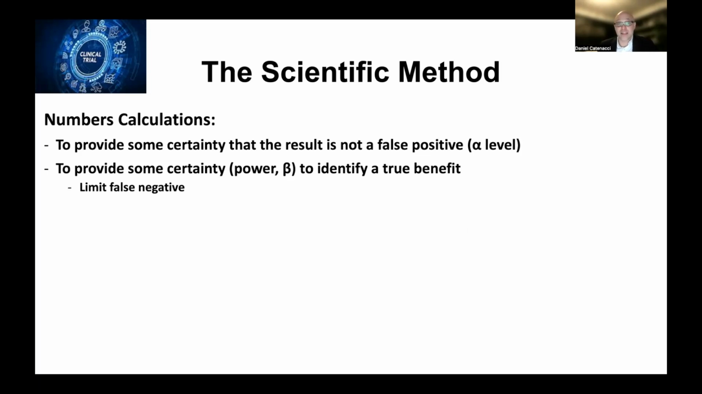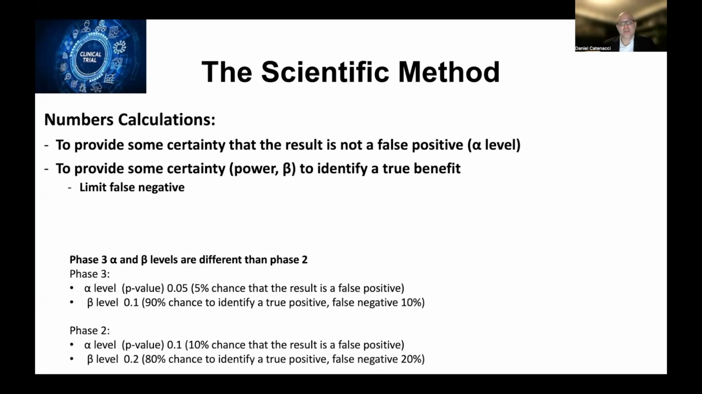And secondly, we want to provide some certainty, called the power of the study, or the beta, to identify a true benefit, limit false negatives. We don't want to miss the truth and say that it's negative, even though it is actually beneficial.